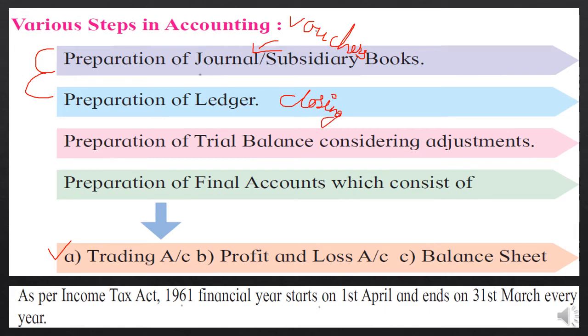So why do we prepare the ledger? If anyone asks you, you have to answer: to get the closing balance of a particular account. And after getting that closing balance, the closing balance of the ledger account will be transferred to the trial balance, and the trial balance is in the T format. One is a debit side and one is a credit side.